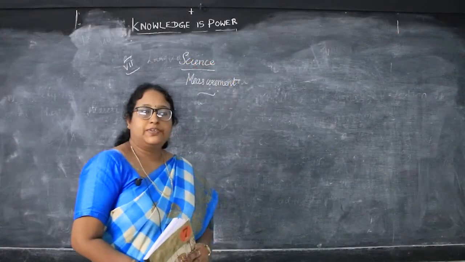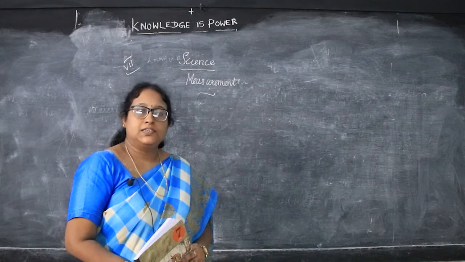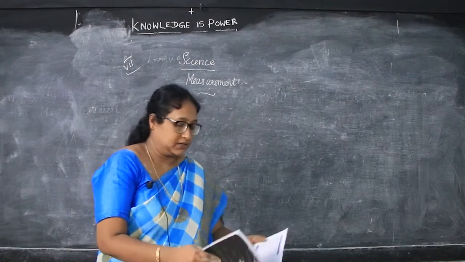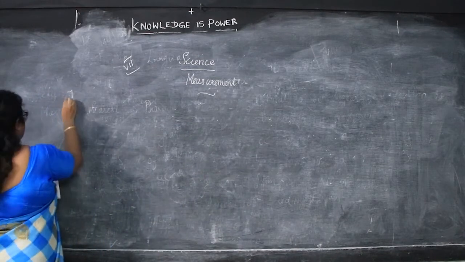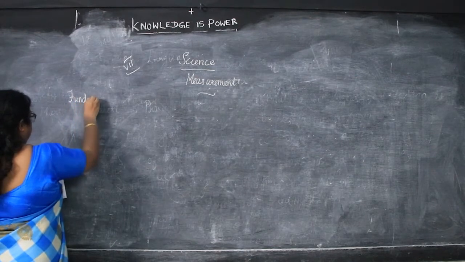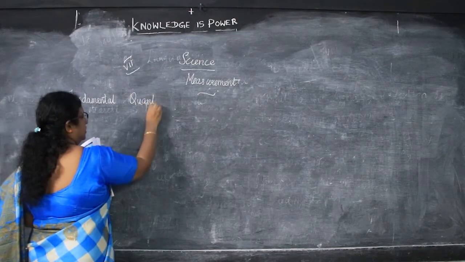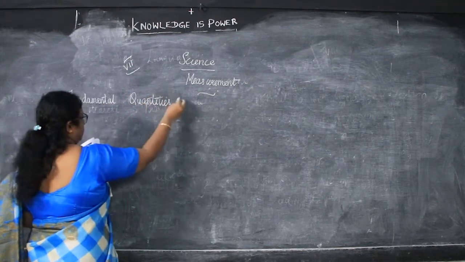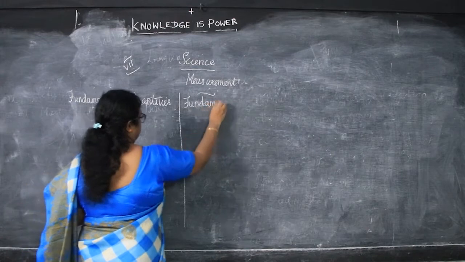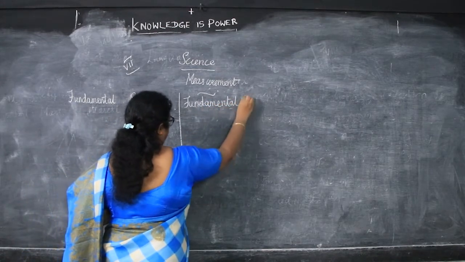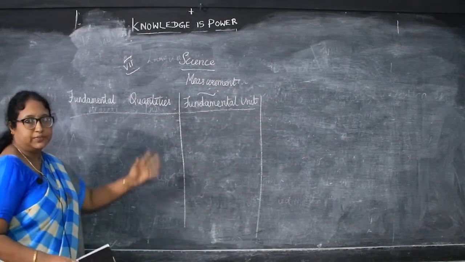Good morning, children. In the previous class, I told you all that this is for standard 7th science. I told you all that I'll give you the question answers. You just take down in your rough notebook and learn. It is fundamental quantities. This is very important, children. Take down. Fundamental quantities and fundamental units.